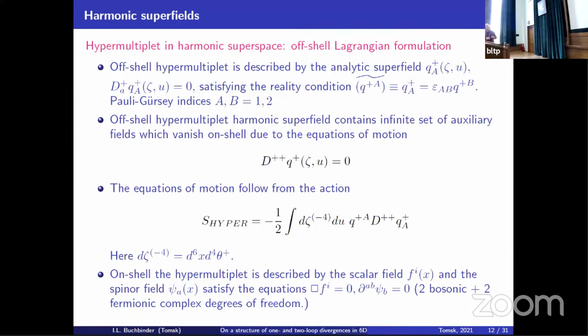Okay, so there are two basic objects in N=(1,0) harmonic superspace, a hypermultiplet and a vector multiplet. The hypermultiplet is described by the analytic superfield Q plus, depending on analytic subspace coordinates. There is an equation of motion, there is an action. On shell, this theory describes a complex scalar field and a spinor field. It's a hypermultiplet, the superfield responsible for supersymmetric matter.